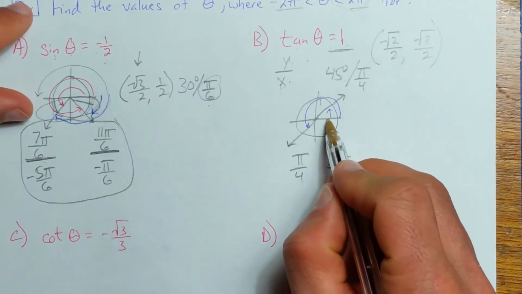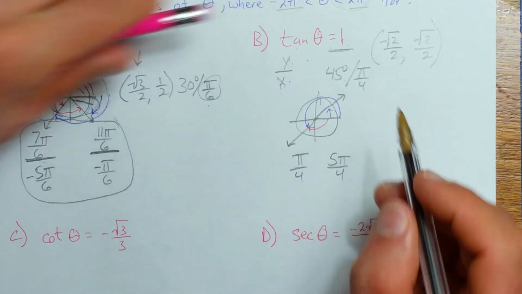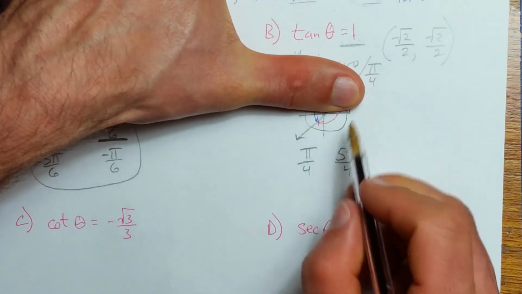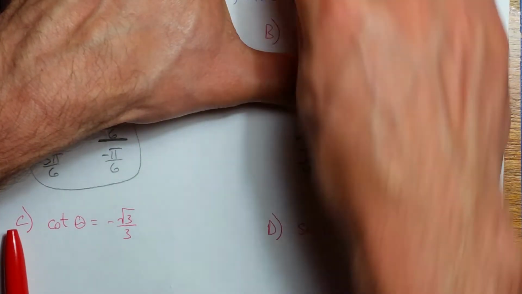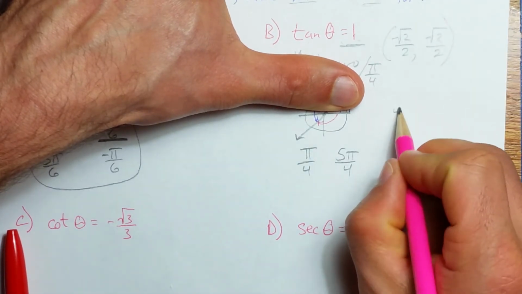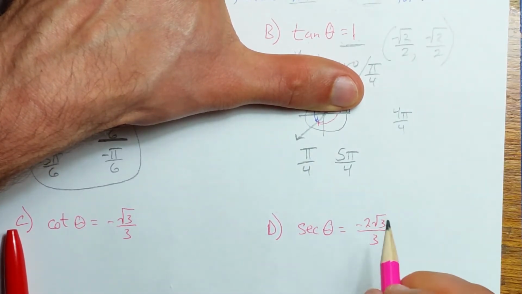Now for the negative ones, what would that distance be? Remember that this half of the circle is 1 pi, or another way of writing 1 pi would be to say 4 pi over 4.